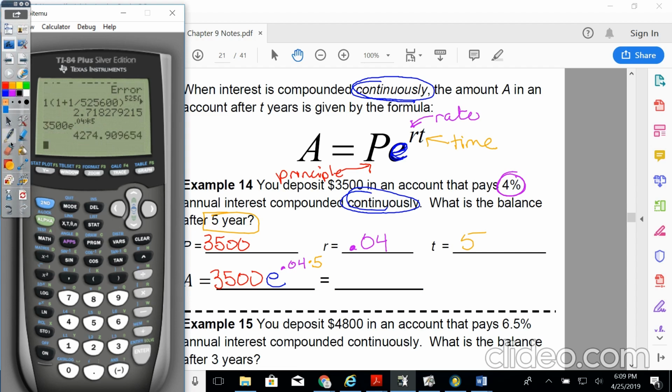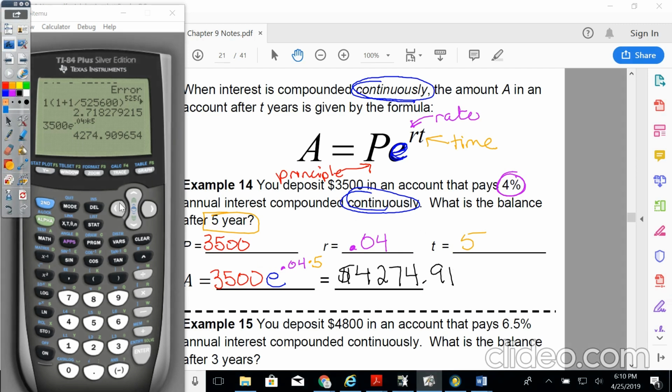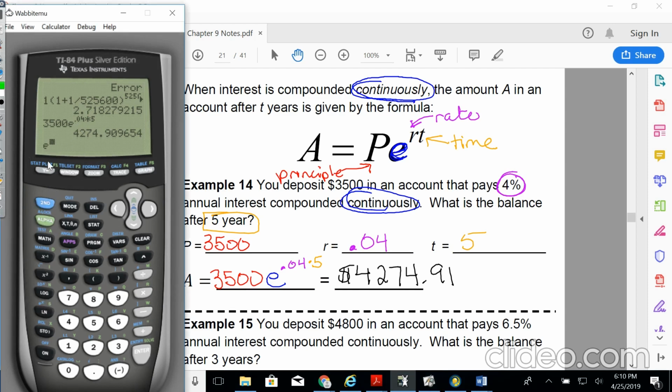And we get that the balance would be $4,274.91 if we were to round it to the nearest cent. All right, so the other way you can get the E is second ln, which automatically gives you the E with the exponent. So you can also do it that way. I'll do it that way this next time. It's shorter, you don't have to do the caret sign, but it's the same E.